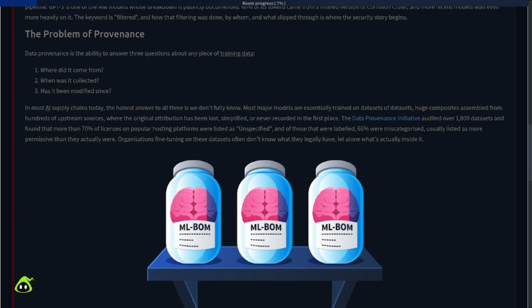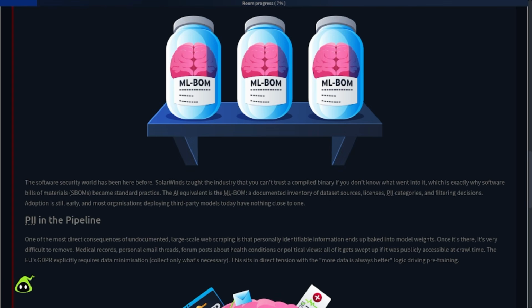So the Data Provenance Initiative audited over 1,800 datasets and found that 70% of the licenses on popular hosting platforms were listed as unspecified, and of those that were labeled, 66% were miscategorized and usually listed as more permissive than they actually were. So yeah, organizations fine-tuning on these datasets often don't know what they legally have, let alone what is actually inside it.